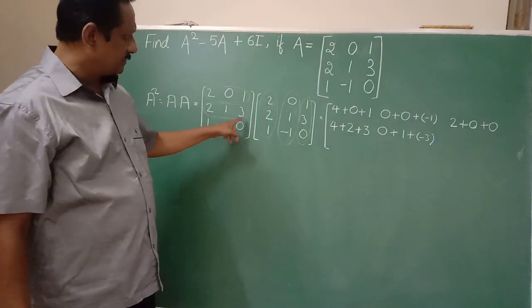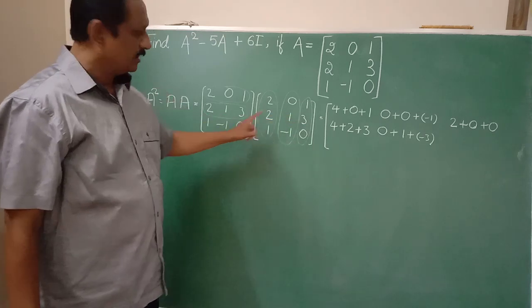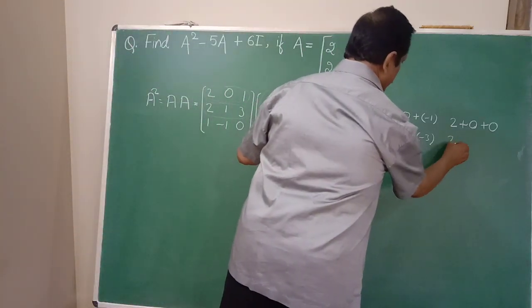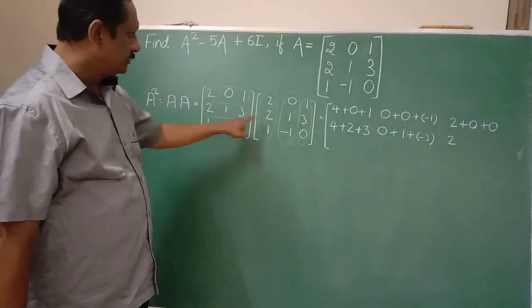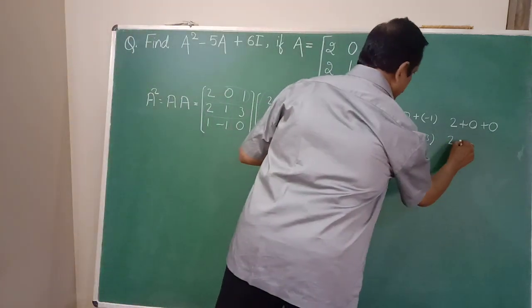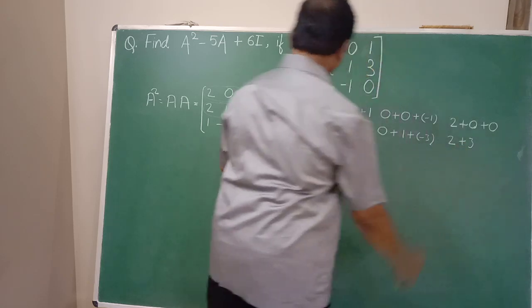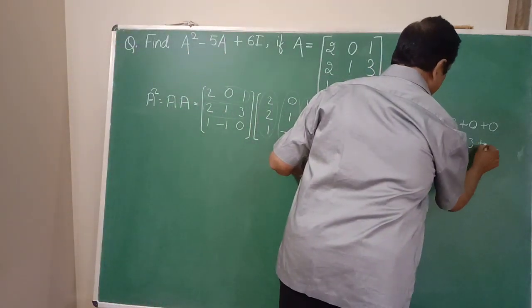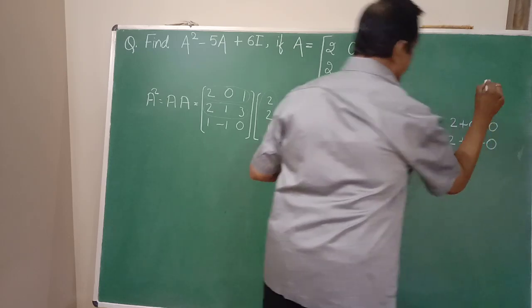Next multiply second row with the third column here. So 2 into 1 is a 2 here. So it is a 2. 1 into 3 becomes a 3, plus 3 here. Then 3 into 0 becomes a 0, plus a 0 here. Okay.